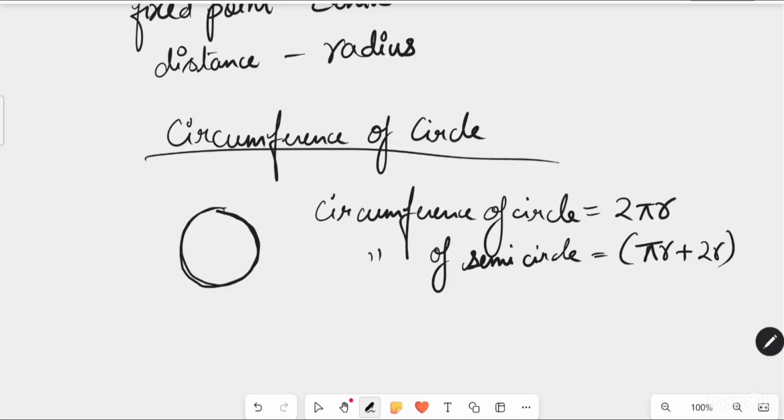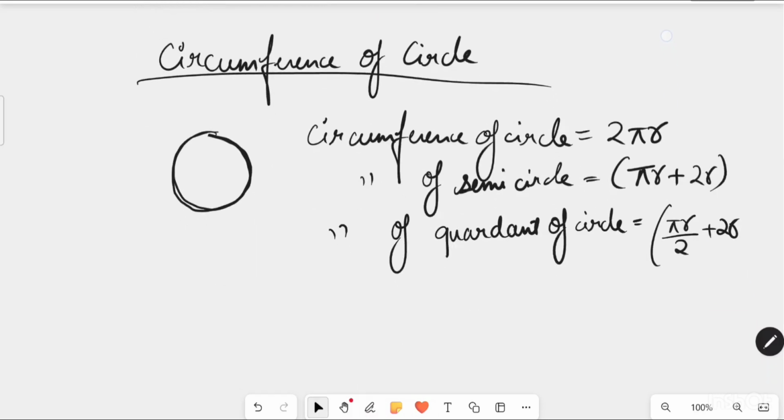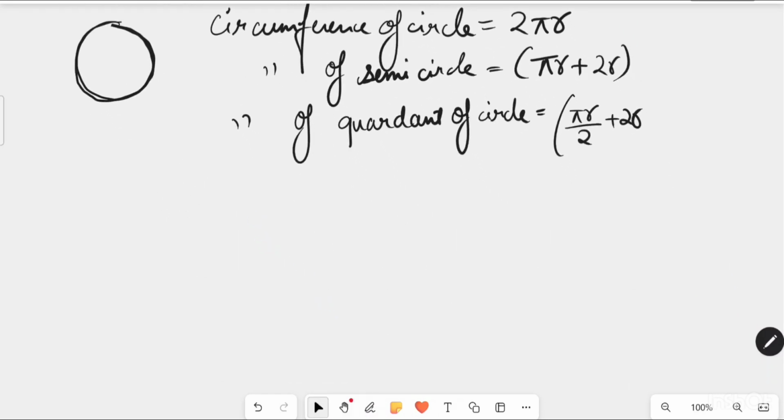Now circumference of quadrant of circle. Pi r by 2 plus 2r. It is the circumference of quadrant of circle.